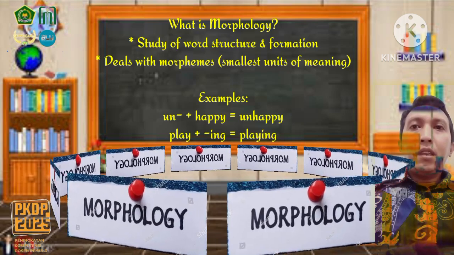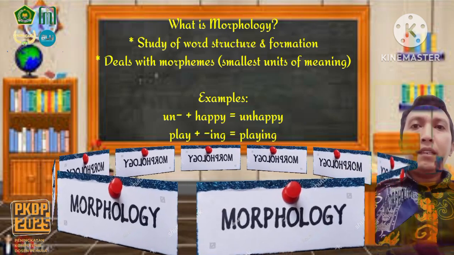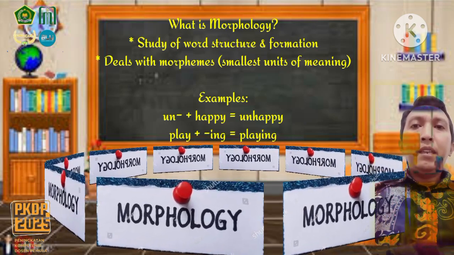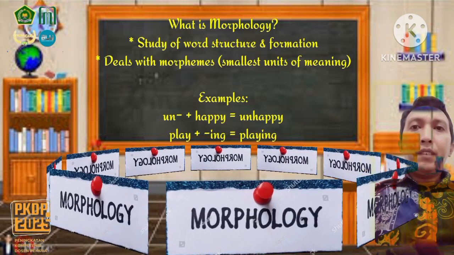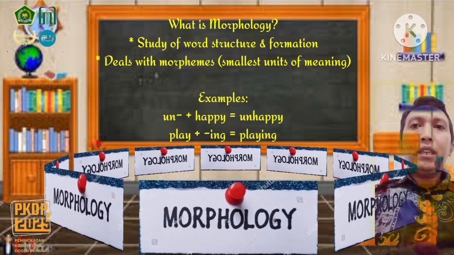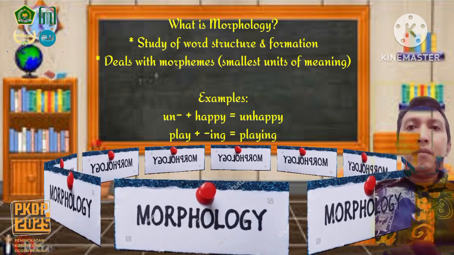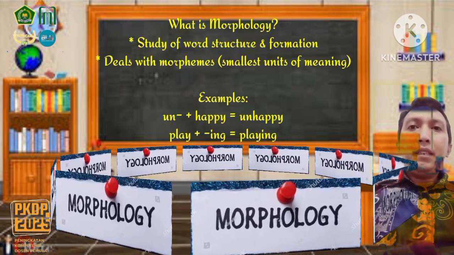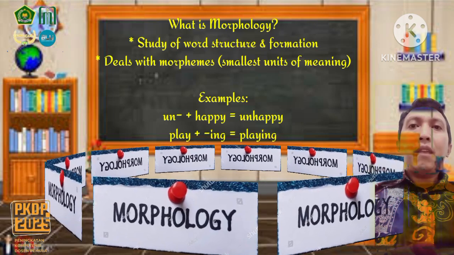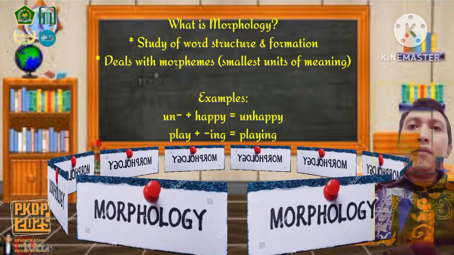The first, unhappy. There is a prefix un and the base happy. Un as the prefix has the function in linguistic morphology as a morpheme. And the next one is playing, with the base play added with the suffix ing. Ing is the suffix, as it is a kind of morpheme.